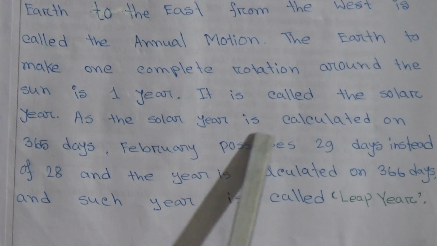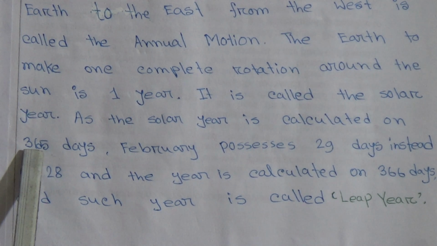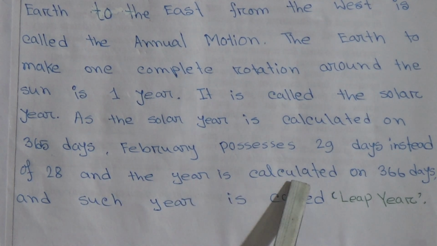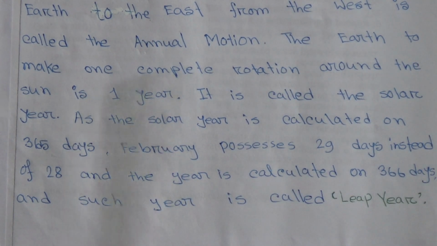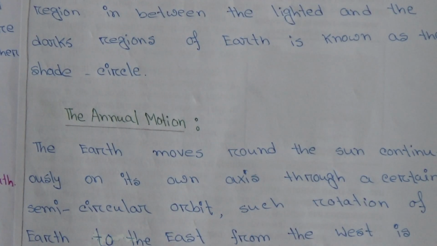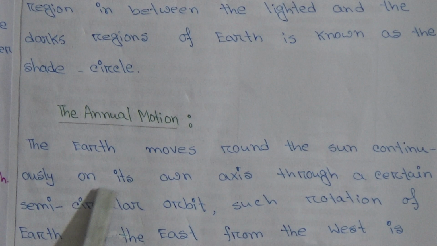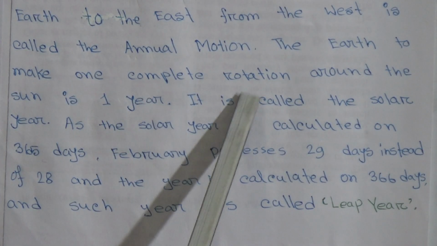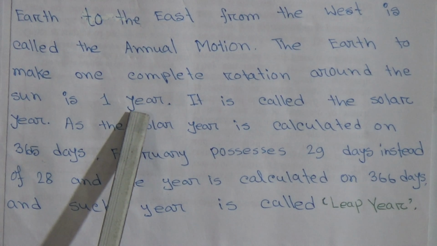As the solar year is calculated as 365 days, February possesses 29 days instead of 28, and the year is calculated as 366 days, and such a year is called a leap year. So we know that annual motion is also the same as the diurnal motion. The earth moves around the sun continuously on its own axis through a certain orbit, and takes one complete rotation around the sun in 1 year.